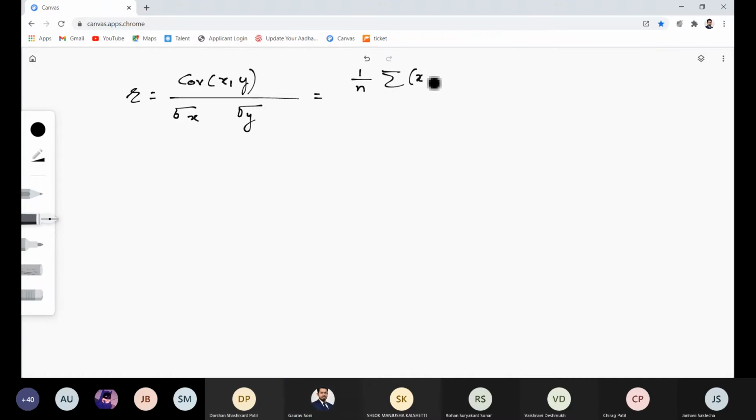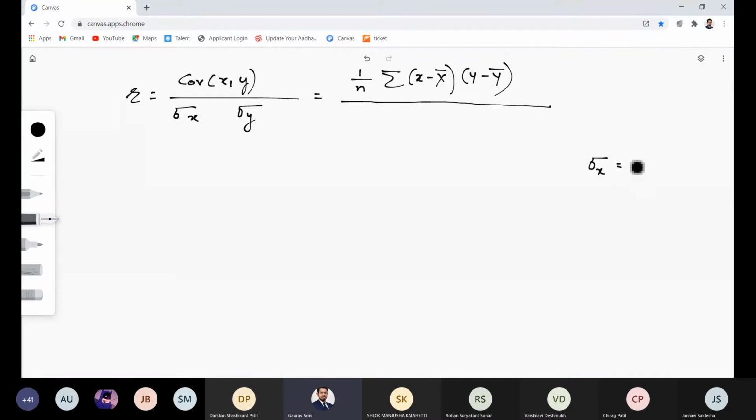Okay. So r of xy, covariance of x comma y upon sigma x sigma y. For covariance, we have written the formula 1 upon n summation x minus x bar, y minus y bar, and in the denominator we have sigma x.